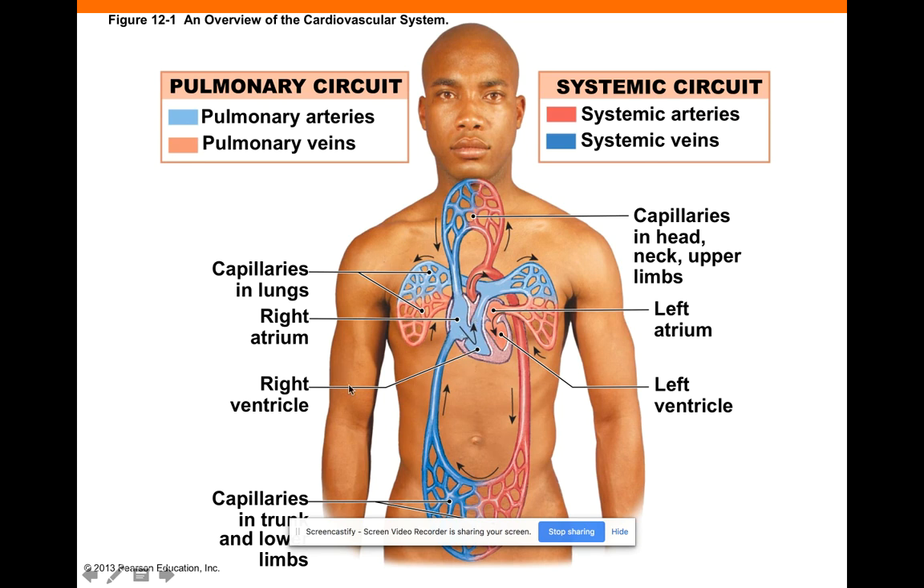So let's stop there for right now. Just wrap our head around that information, and we will pick up here in the next video and go over just a little bit more information about the heart.